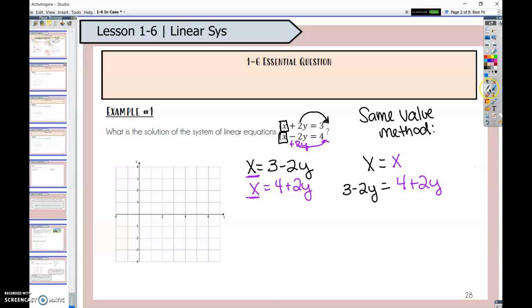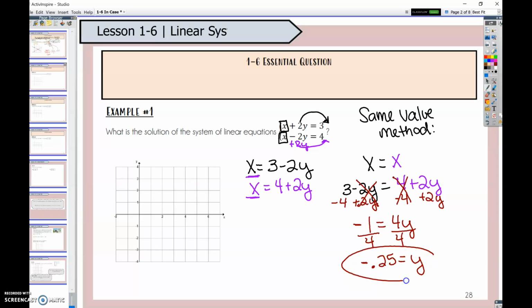So to get the y's on one side, I'm going to go ahead and add 2y to both sides here. At the same time, I'm going to save a step and subtract 4 from both sides as well. That gives me these cancel, so I have negative 1 on this side, and 4 minus 4 cancels, and I'm left with 2 plus 2 is 4y. When I get y by itself, I divide by 4 here. I know that negative 0.25 is what y will be.